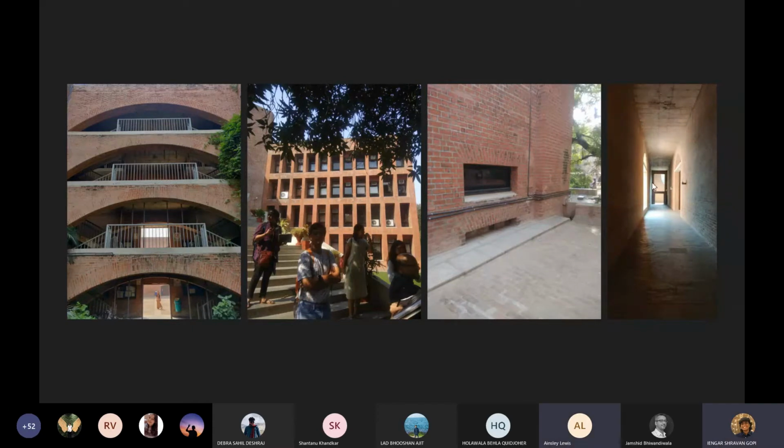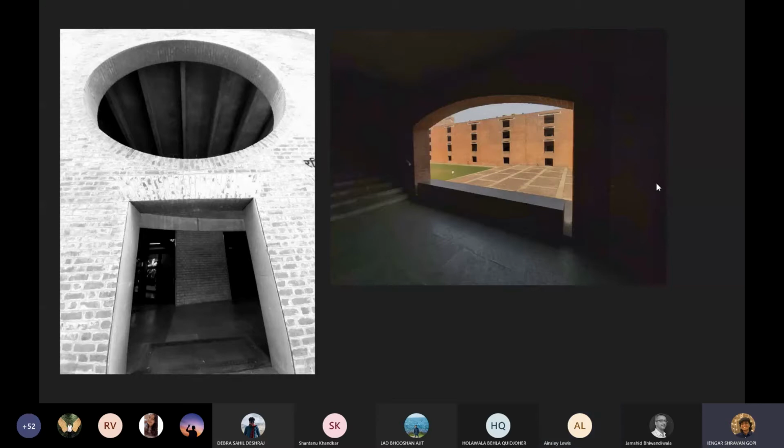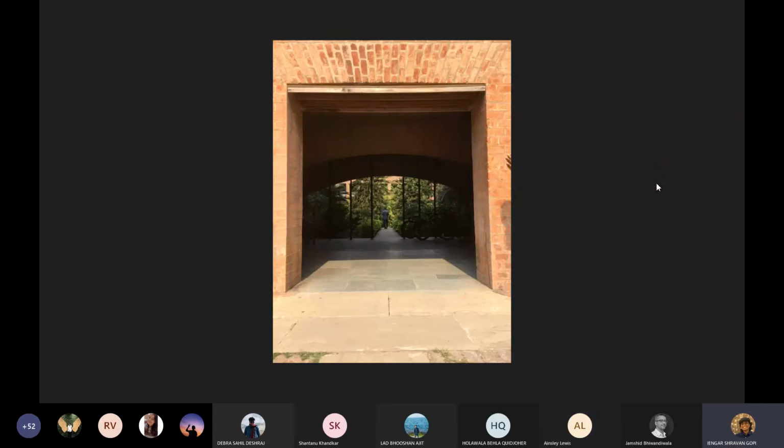Yeah, and one of the doors in the corridor. Just a few more pictures of IIM.